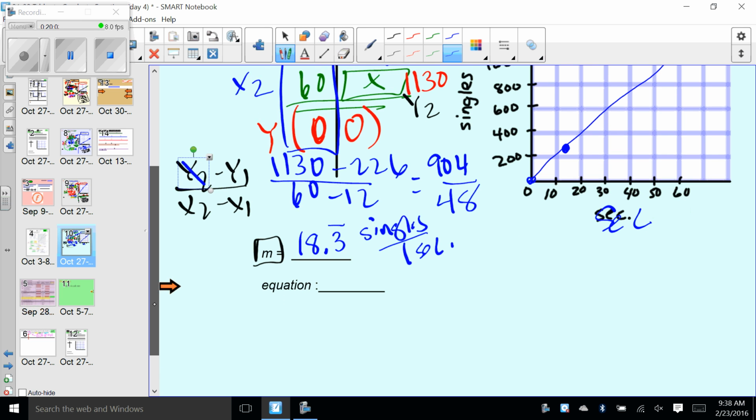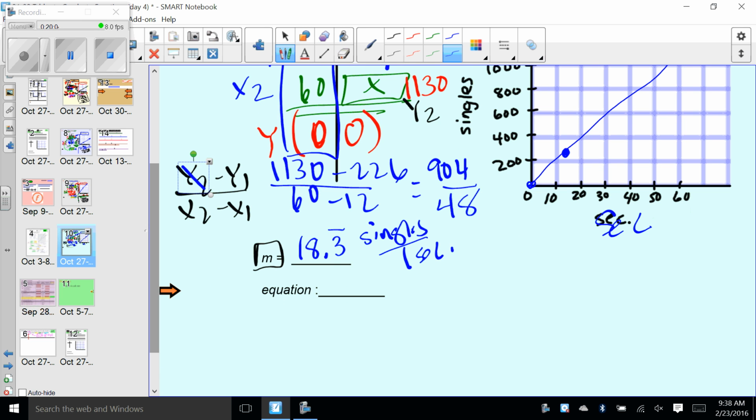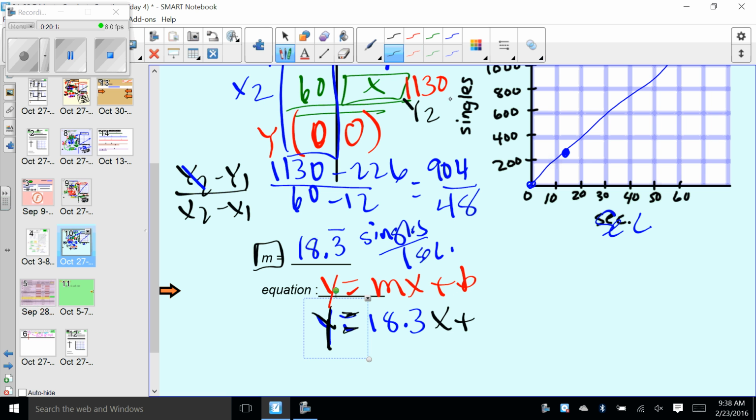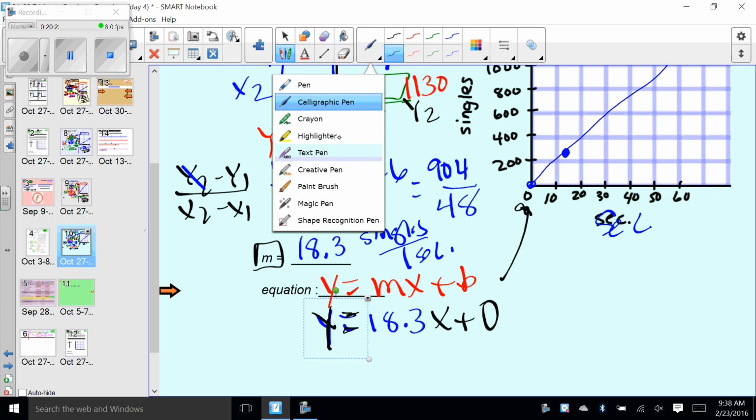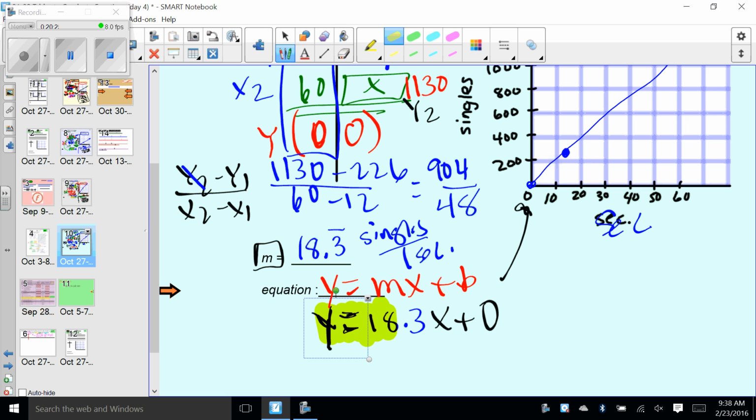Kind of a sloppy slope there. When you're rounding or you have a repeating decimal, it gets a little bit sloppy, but nothing we can do about that. We have y equals mx plus b. You know that y is a stop sign. The slope is 18.3, and you know that x is a stop sign. So we have y stop sign, we have x stop sign, and we're starting at the origin of 0. So your equation then is y equals 18.3x. 18.3 singles per second is our slope.